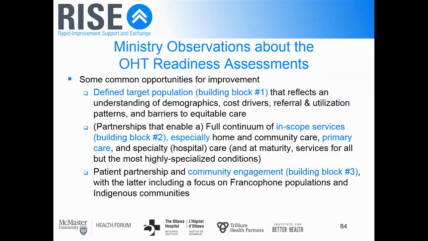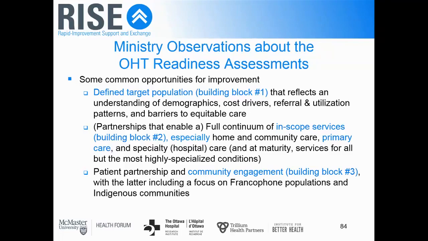So the first one is a defined target population. As you move forward on the developmental trajectory, you'll need to be able to very clearly define a target population, and that needs to be something that can be well justified in terms of demographics, cost drivers, barriers to equitable care, but probably the most important one is the referral and utilization patterns. So every team will eventually end up with what's called an attributed population. Those are individuals who currently receive care by providers in the area that you anticipate covering.